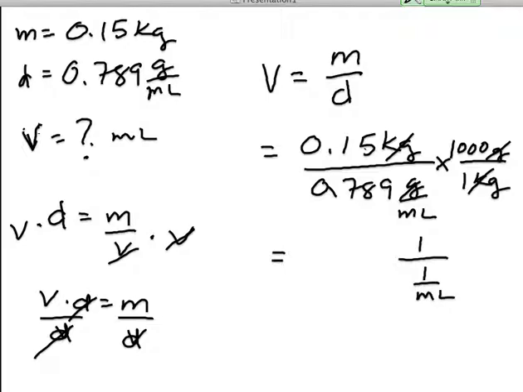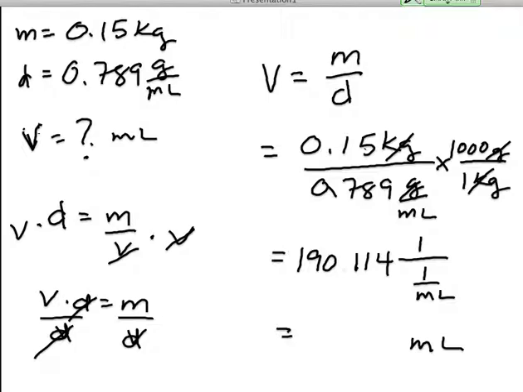What do I do if I divide by a fraction? I end up multiplying by its reciprocal. So what does this end up being unit-wise? Milliliters. What was I looking for? Oh, volume. That's milliliters. I must have done things right. Yay me. All right, so when I do the math, I end up with 190.114. I can leave it like that, right?